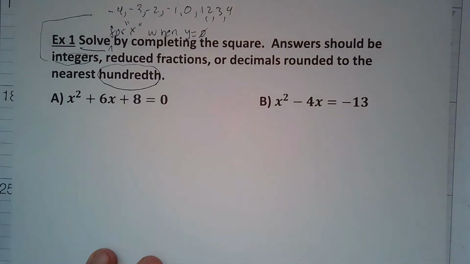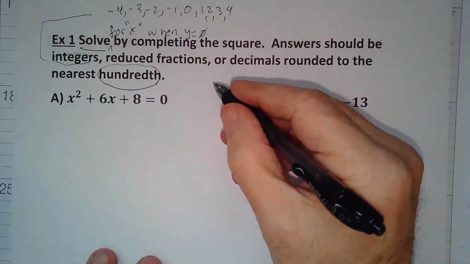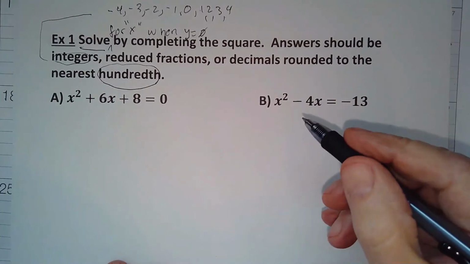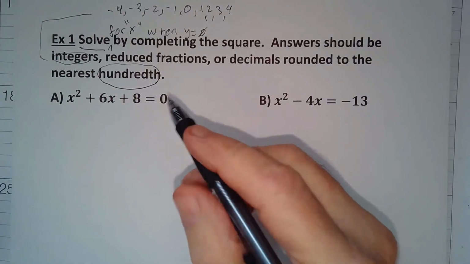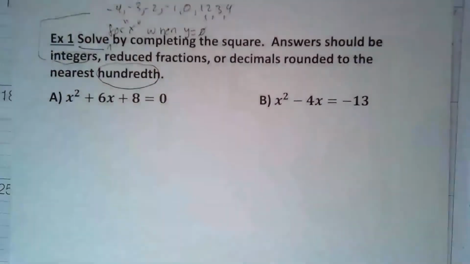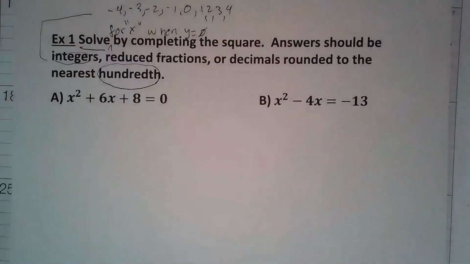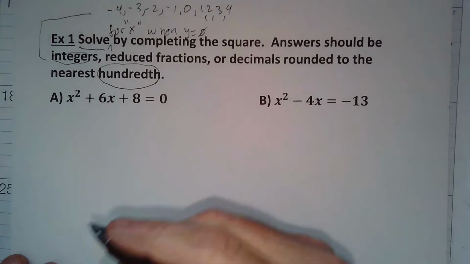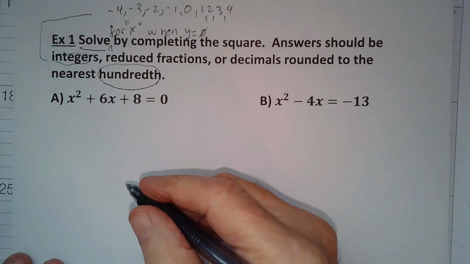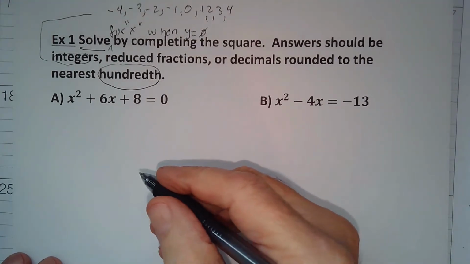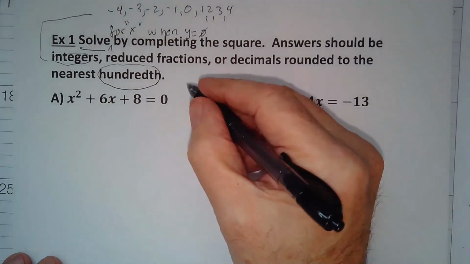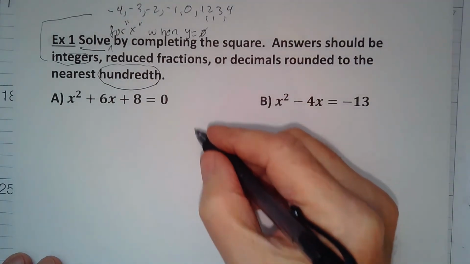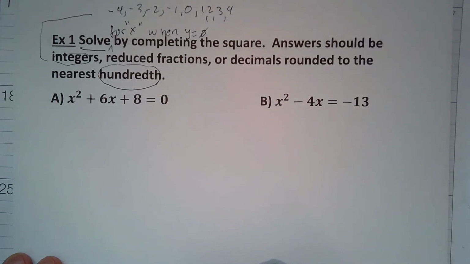That would be 2 spaces to the right of the decimal point. All right, so let's look at our very first problem, which is x squared plus 6x plus 8 equals 0. First, I'm going to write down the procedure that you're going to be doing to do this.